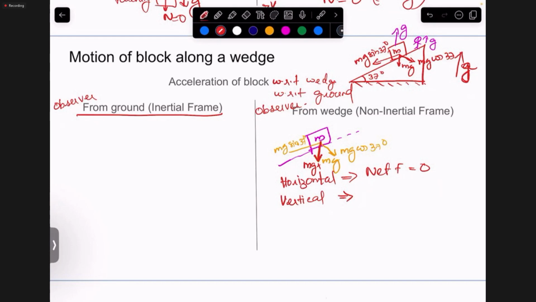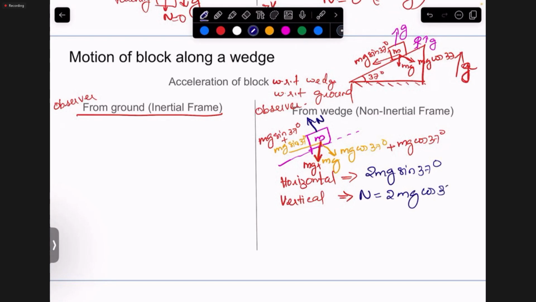This, when resolved, will give you again mg sin theta over here, mg sin 37 degree over here, and this will also give mg cos 37 degree over here. And there is this normal reaction, which is perpendicular to the surface of this wedge. Okay. So horizontal will be 2 mg sin 37, and vertical it will be 2 mg cos 37 degree.